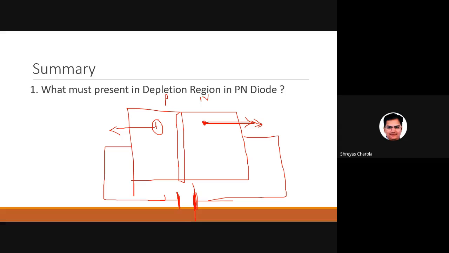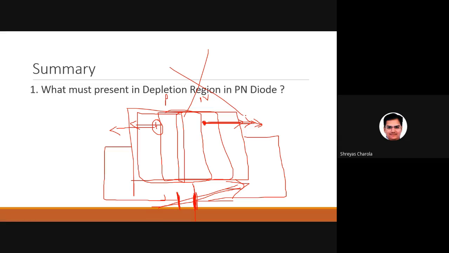Now these holes are already moving in this direction and this direction. The depletion region gets wider. The more voltage you apply, the wider it gets. At one point, when you apply more voltage, the diode breaks down and it will damage your diode.